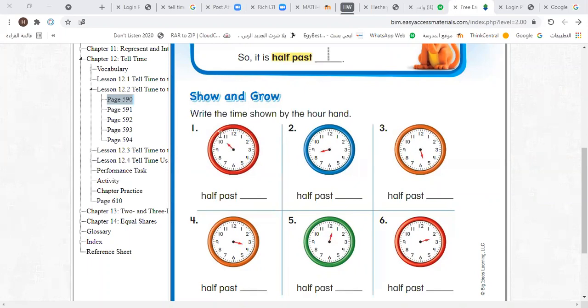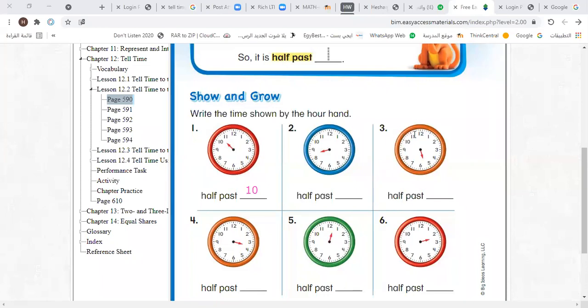Take the previous number. It's half past 10. Take the previous one, not the next one. Grade 1, be attentive, please. It's half past 10, not 11. Take the previous number. It's half past 10. Now let's answer the next question.